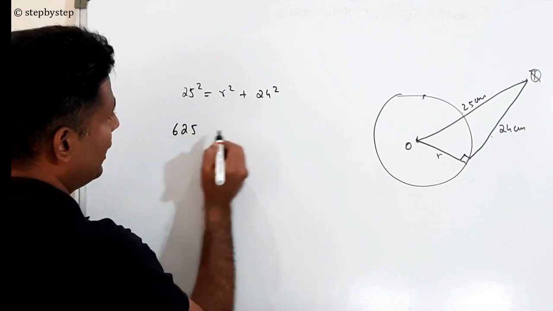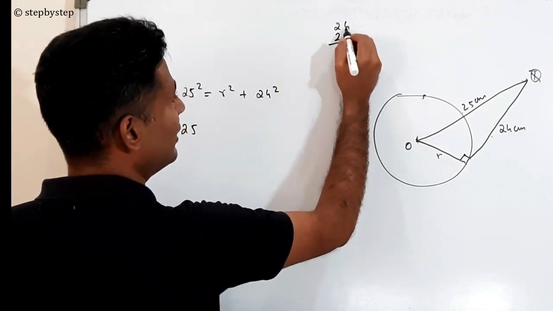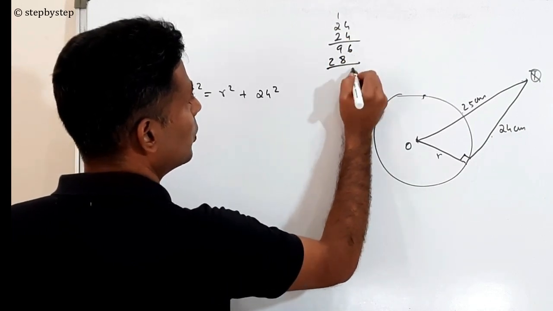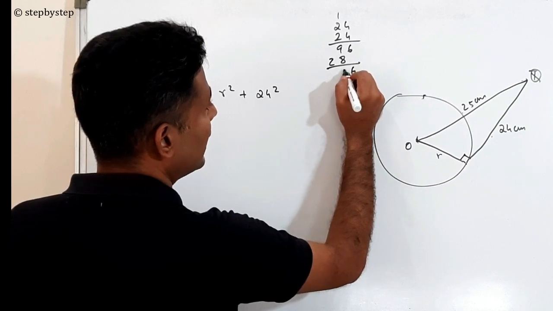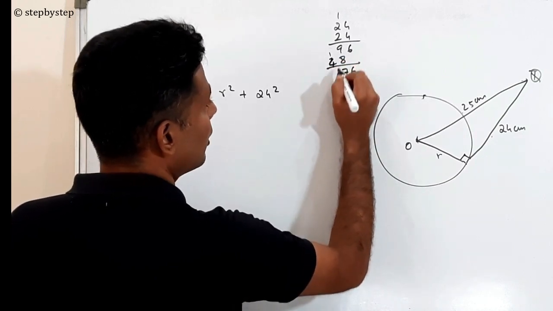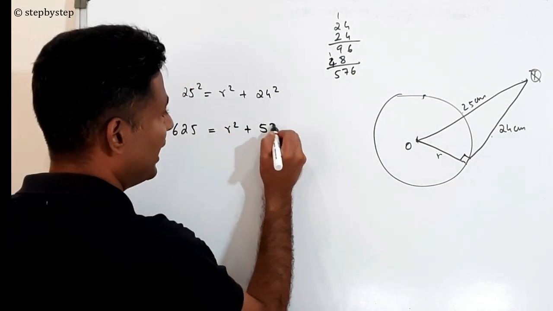Now 25 square is 625. 24 square is 24 into 24. I think it's 576, but just to verify, 8 2 6, 8 plus 9 7 1. Oh, sorry, this is for 5. So yeah, it is 576. So 625 equals r square plus 576.